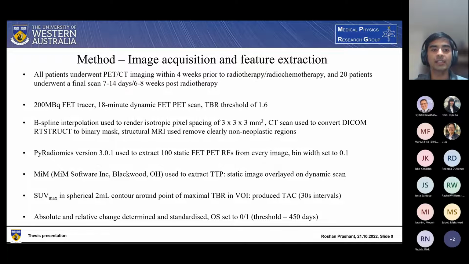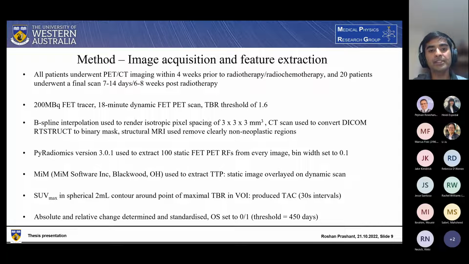The dynamic features were obtained using the MIM software, whereby the static FET PET image was overlaid over the dynamic scan, and then a spherical 2 milliliter contour was drawn around the point of maximum TBR within this tumor volume of interest, and the SUV max within this 2 milliliter contour was traced over a period of approximately 19 minutes, and this produced a time activity curve. The resolution of this time activity curve was 30 seconds. That is, during the dynamic scan, the levels of tracer accumulation were taken in intervals of 30 seconds.